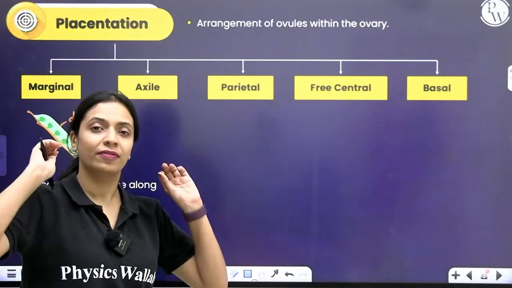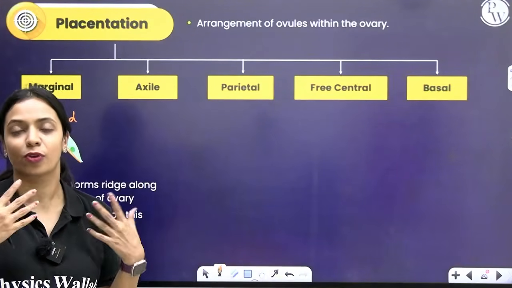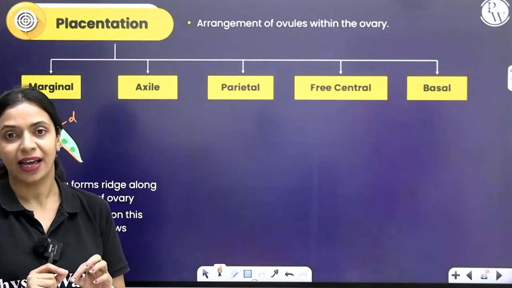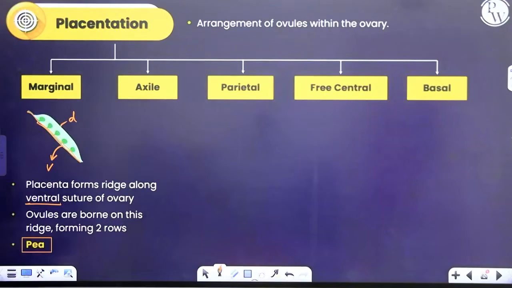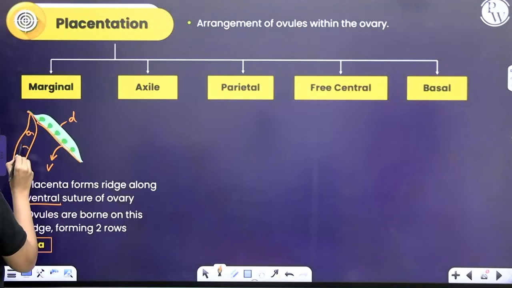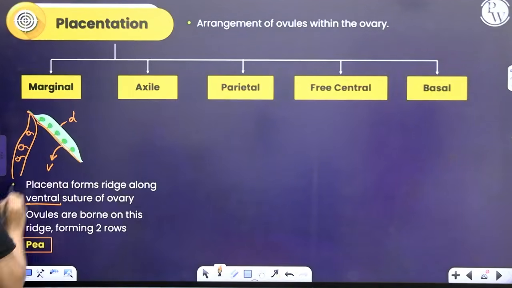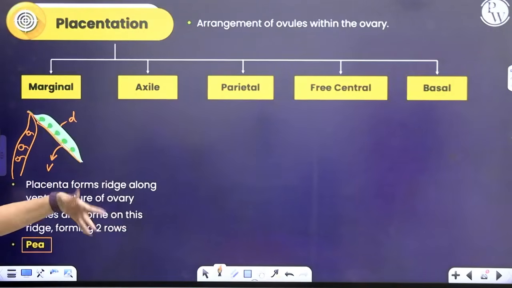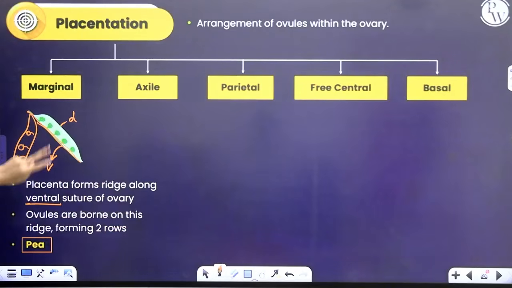On this ventral placenta, which forms a ridge, ovules are attached in 2 rows. If you open this and see, you will see ovules attached in 1 row here, 1 row here. Placenta, what does it do? It forms a ridge. Where does it form a ridge? On the ventral suture of the ovary. Ovules are borne on this in 2 rows. That is marginal placentation.